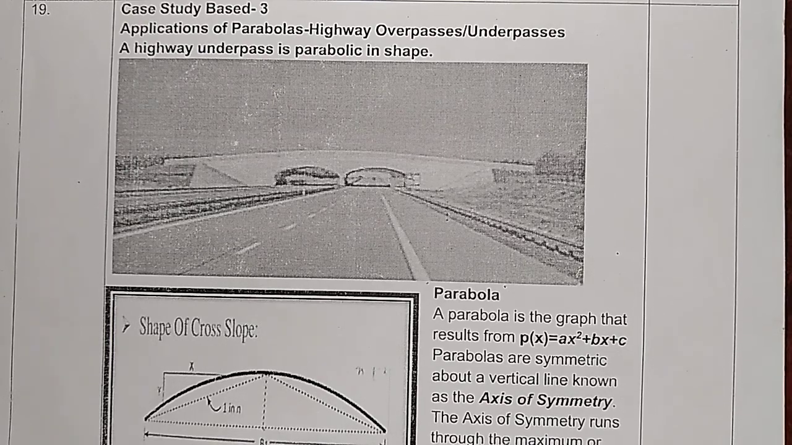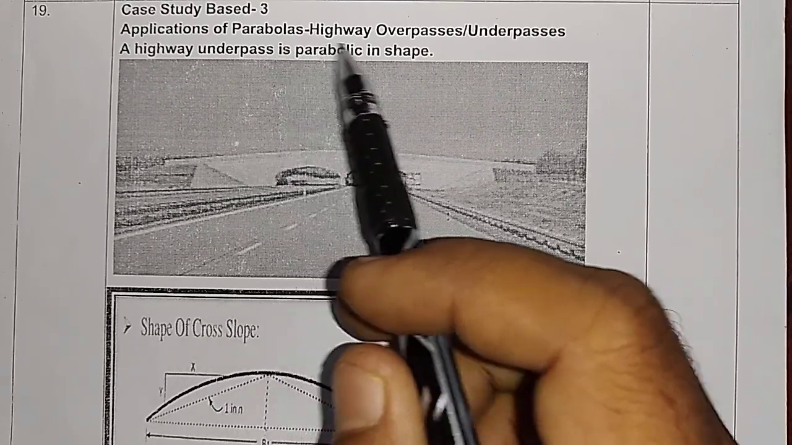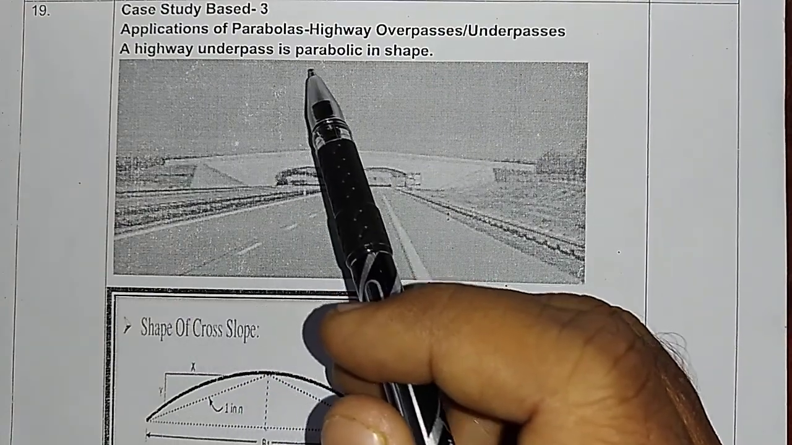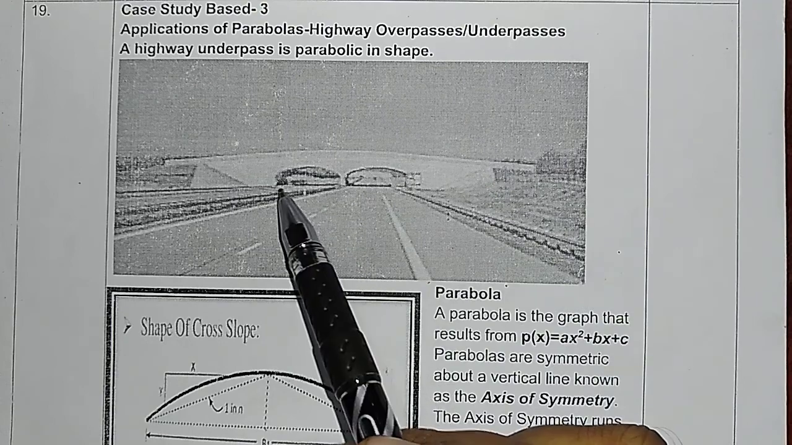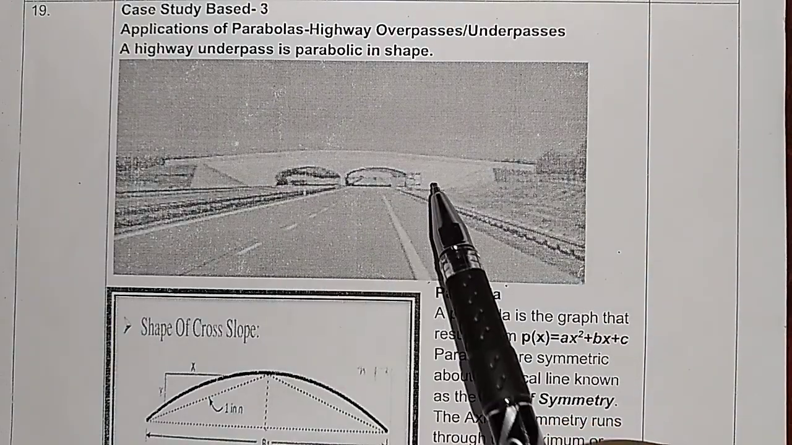So we are going to solve the case study based question number 3 from the class 10 sample paper, standard 2020-21. Basically this is related to the application of parabolas, highway overpasses and underpasses. A highway underpass is parabolic in shape. So here you can see it is given that a highway underpass is parabolic in shape.